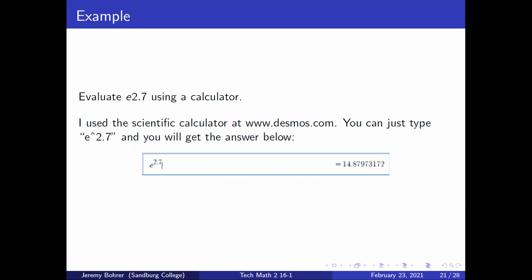Evaluate E to the 2.7th power using a calculator. That should be raised to the 2.7. I made a mistake there. I used the scientific calculator at www.desmos.com. You can just type E caret 2.7 and you'll get the number below, 14.879737172, which you can probably round to 1 or 2 decimal places without any problem. I am going to pause here and continue this in the next video.